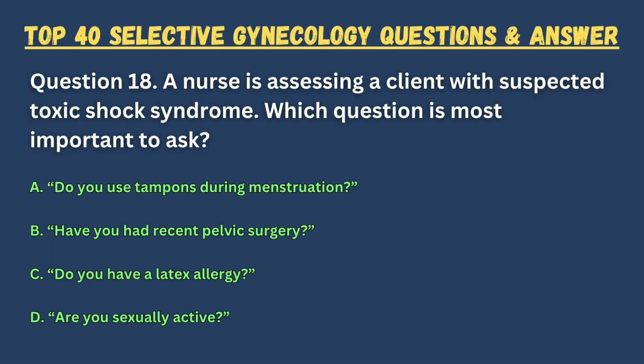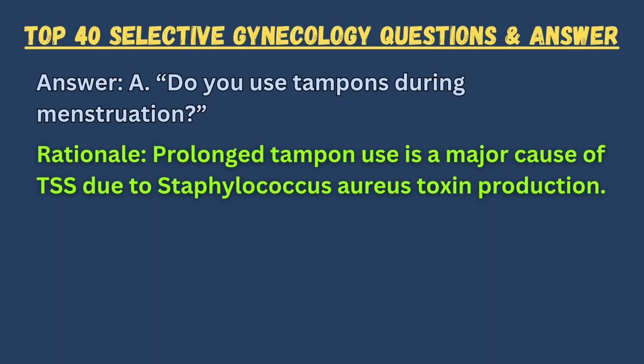Question 18. A nurse is assessing a client with suspected toxic shock syndrome. Which question is most important to ask? A. Do you use tampons during menstruation? B. Have you had recent pelvic surgery? C. Do you have a latex allergy? D. Are you sexually active? Answer: A. Do you use tampons during menstruation? Rationale: Prolonged tampon use is a major cause of TSS due to Staphylococcus aureus toxin production.